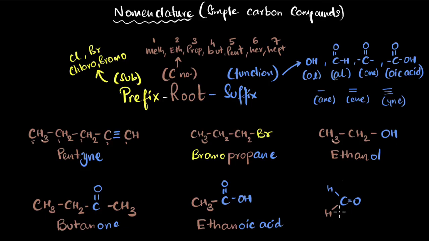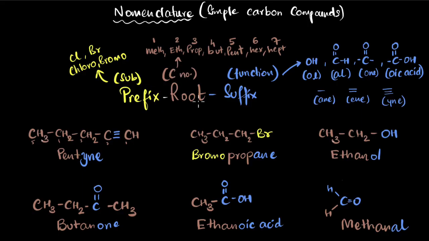Final one, no prefix. Directly write down the root word. I have only one carbon, so it's meth. And what is the functional group? Well, I have an aldehyde. C double bond O connected to an H. That's an aldehyde. So "-al". It's not methyl. That's not how you write it. How do you write it? Well, you first write methane, delete the E, and then write "-al". That's it. Methanal.